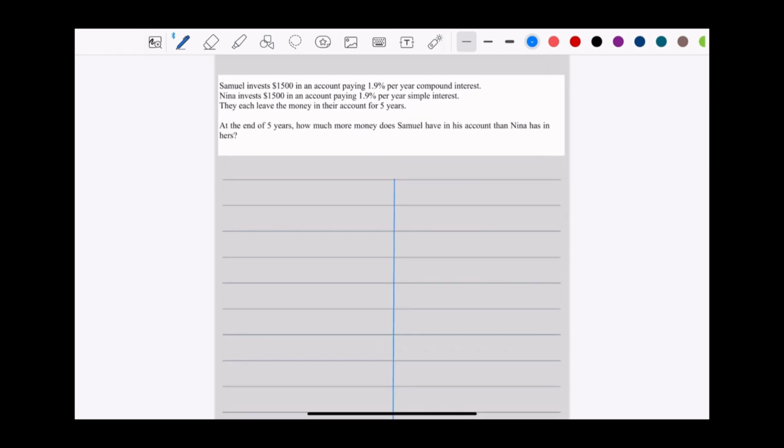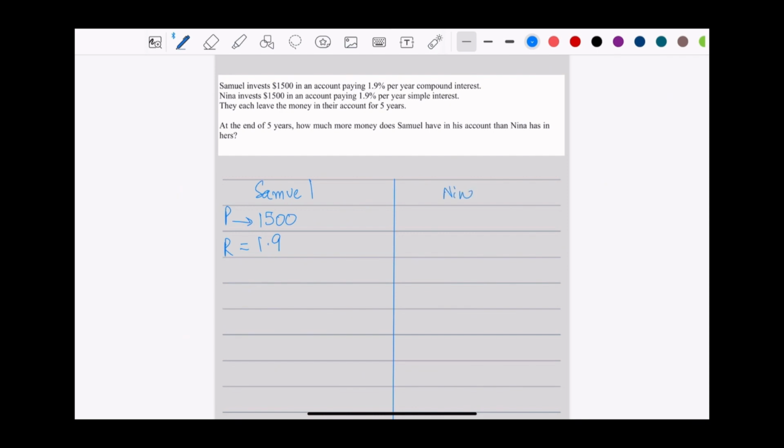Now taking another question into account. Samuel invests 1500 in an account paying 1.9% per year compound interest. So let's take the data for Samuel. Principal is 1500, rate is 1.9% compound interest per year.